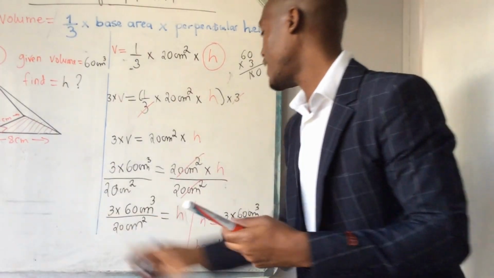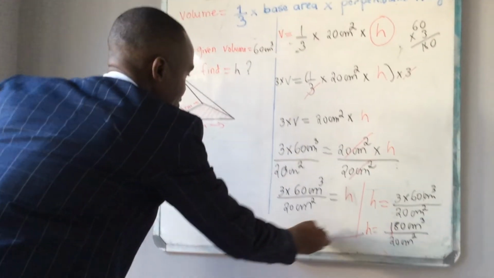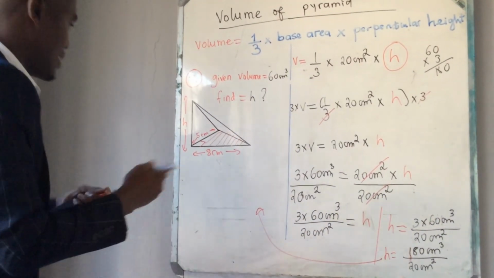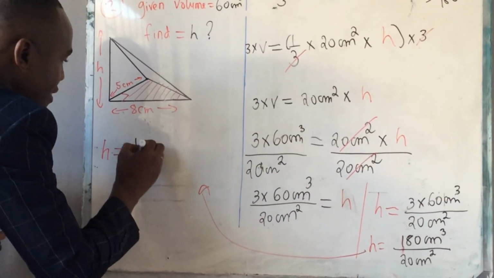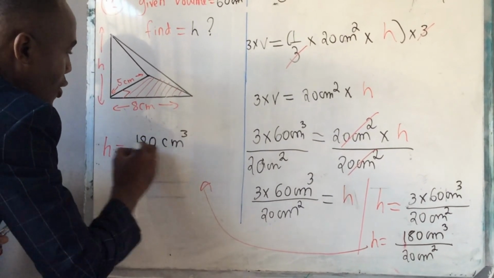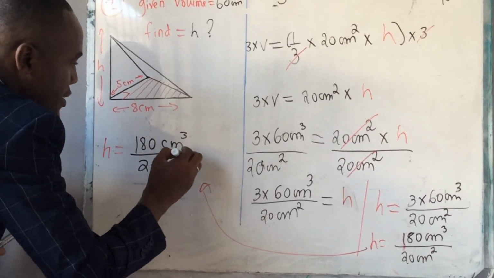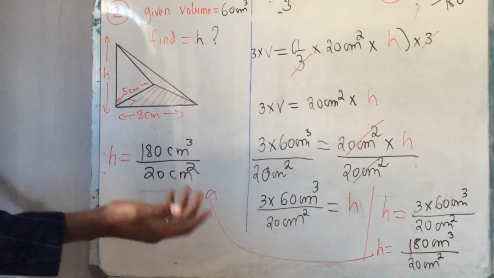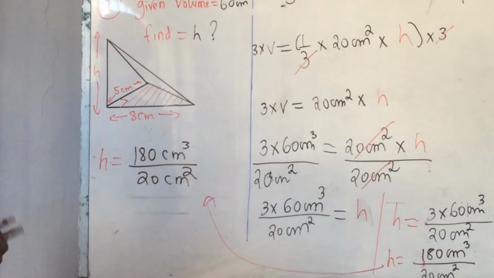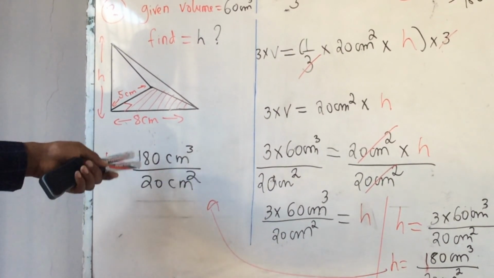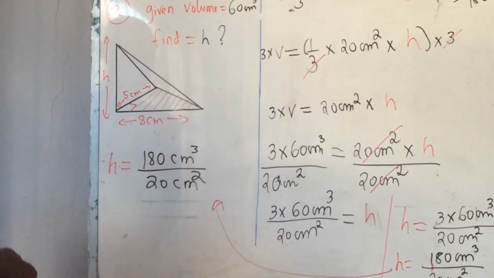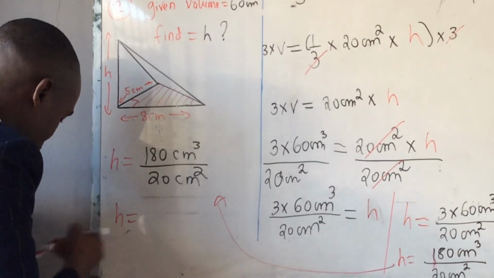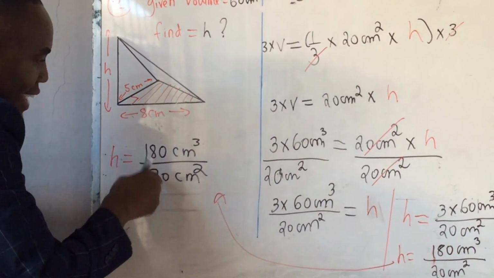Now we can transpose it to this side because we don't have enough space over there, and then we can conclude our problem on this side. And we're going to have h equals 180 centimeters cubed over 20 centimeters squared. Now we just need to do common division, so 180 divided by 20. Now I know if I divide 180 by 20, it gives me 9, because 9 times 20 gives me 180. So h equals, in this case, 9.